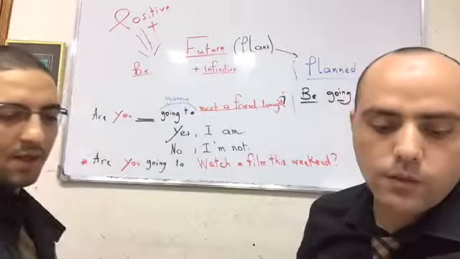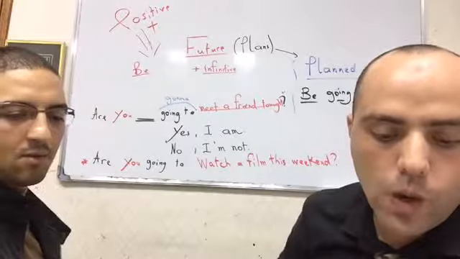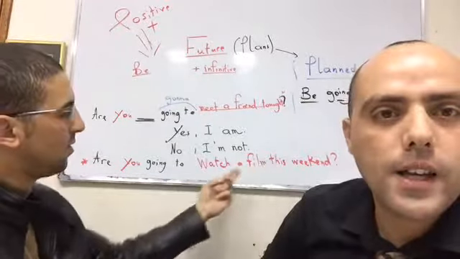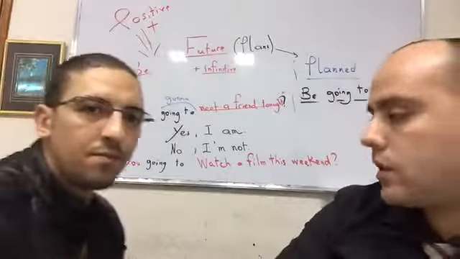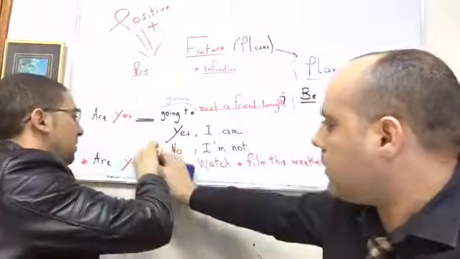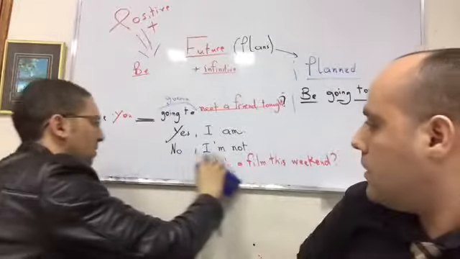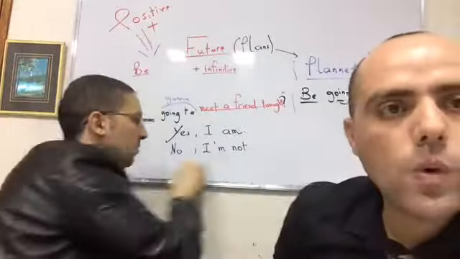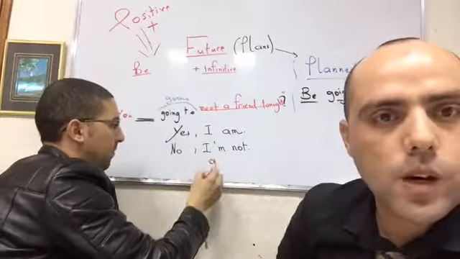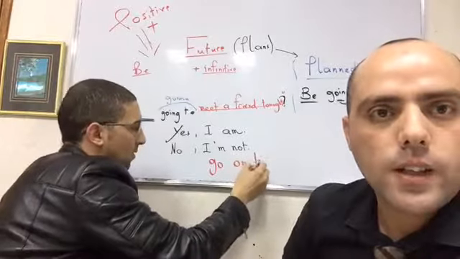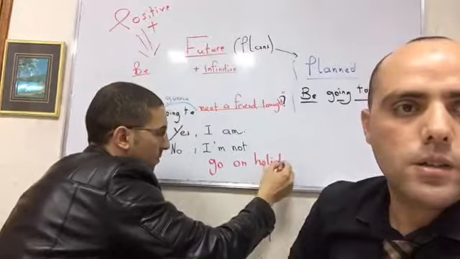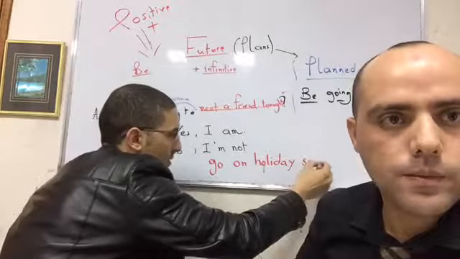Yeah, here we have a very good one. We have "go on holiday soon." Can you just write it down here? I just need you to form a yes or no question using be going to, expressing the future. So how is it going to be?